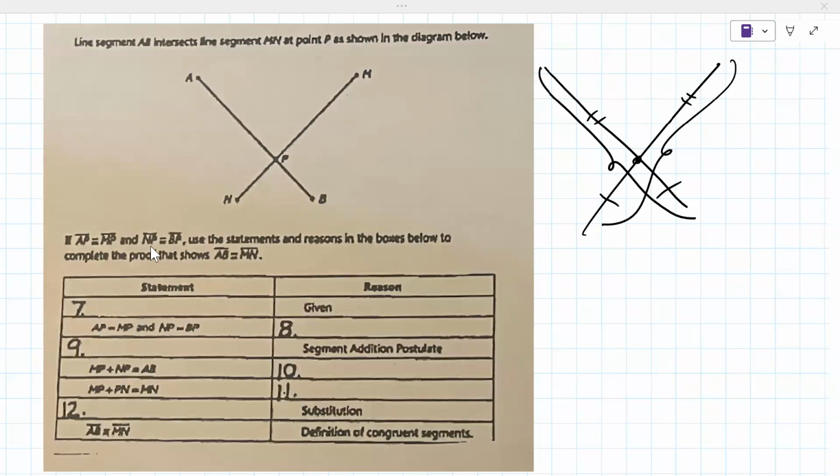Okay, so what is the given in this problem? That line AP is equal to MP and NP is equal to BP. It looks like it's actually congruent: segments AP congruent to MP, and NP congruent to BP. So it's good to label as you go, but don't label too much too soon.